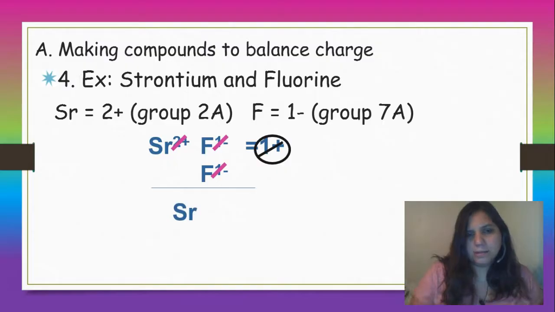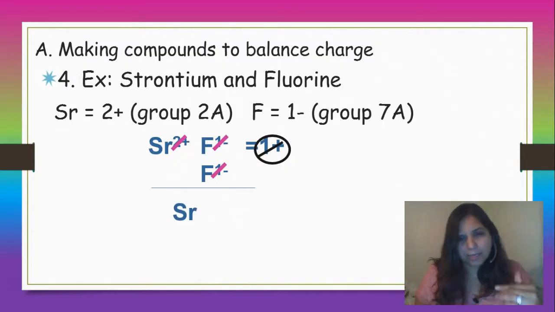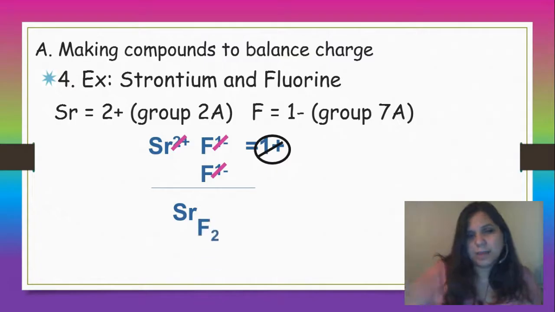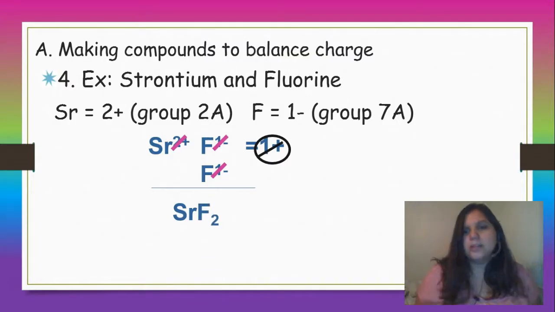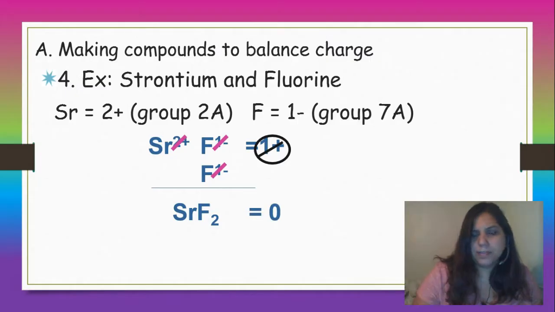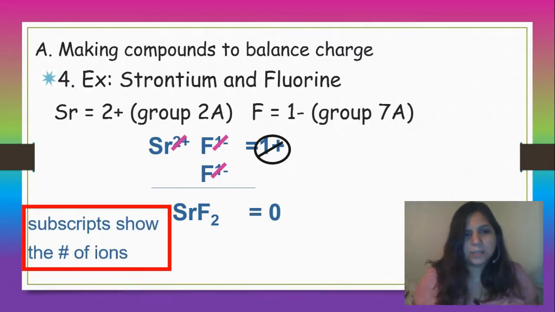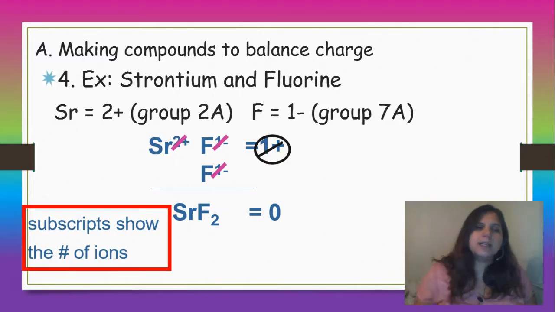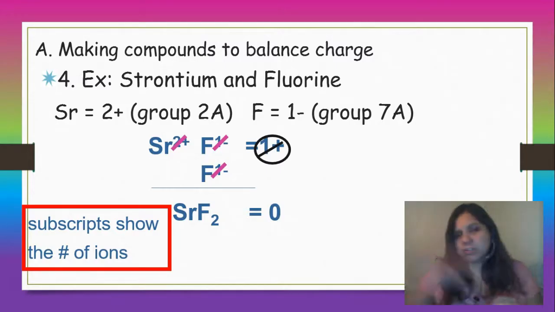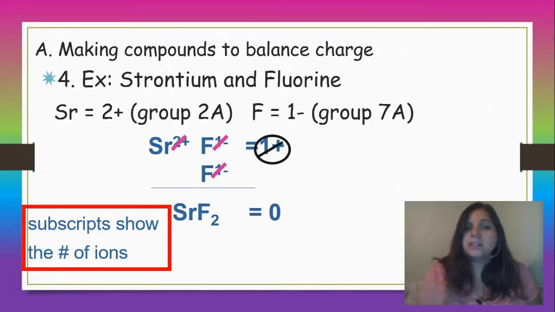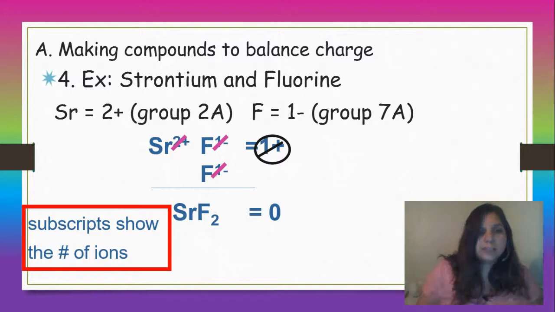And so I'll write the formula by stating how many of each we have. I have 1 strontium and 2 fluorines. And so the little subscript is just telling me that's an overall charge of 0. That's what that's for. The subscript is just telling me how many of those fluoride ions I need for 1 strontium. That just means that strontium has 2 valence electrons to give up, and it's going to take 2 fluorines to accept those valence electrons.